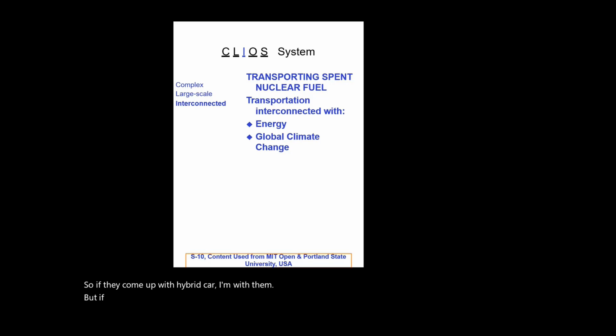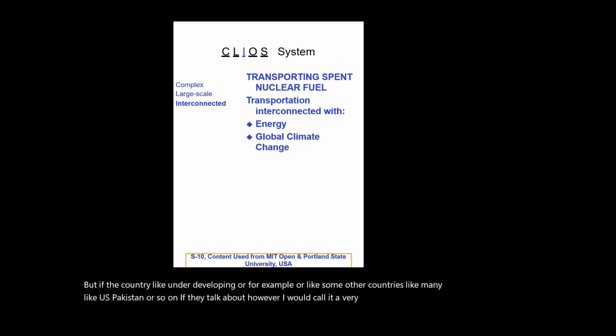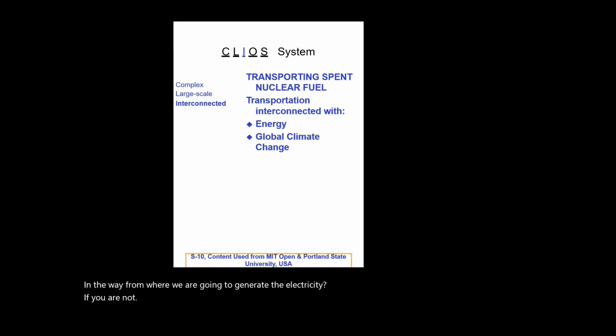But if a country is underdeveloped, for example, like the US, Pakistan, or so on, if they talk about hybrid, I would call it a very big hypocritical stunt, because I think first we need to change the way of living, the way from where we are going to generate the electricity. If you are not honest enough to change the source, it will be really hard.